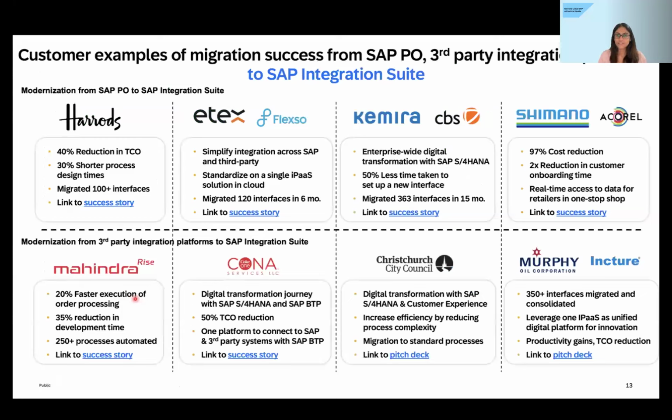Okay, now the interesting part. For this webinar, what we have done is we have segregated customers who have moved from PO to Integration Suite and modernized their integration in the first half of the section. Harrods, Camara, Etex, and Shimano are a few reference customers publicly available on our site. I have just provided the links here. Feel free to check.